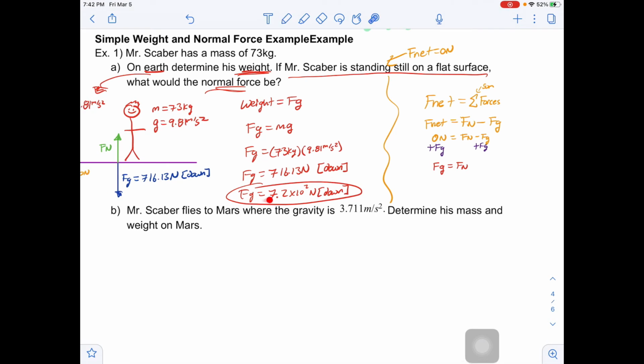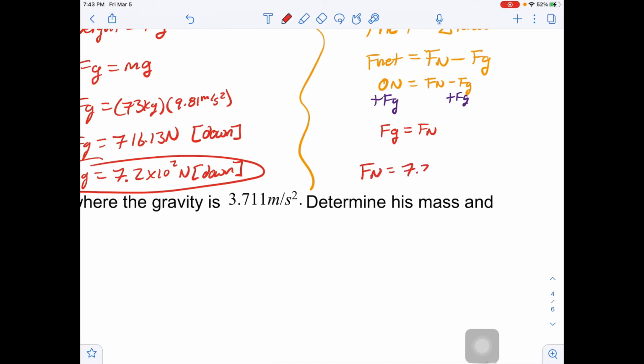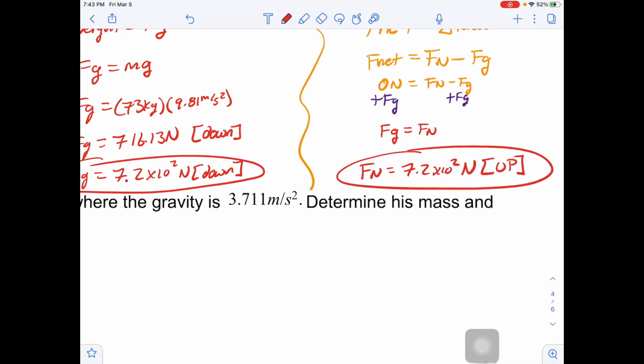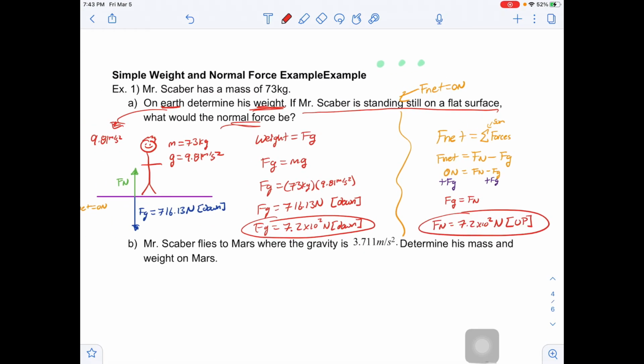So my force of gravity is 7.2 times 10 to the 2 newtons down. That means my normal force is 7.2 times 10 to the 2 newtons up. And again, that only really occurs if an object is just sitting still, not doing anything.